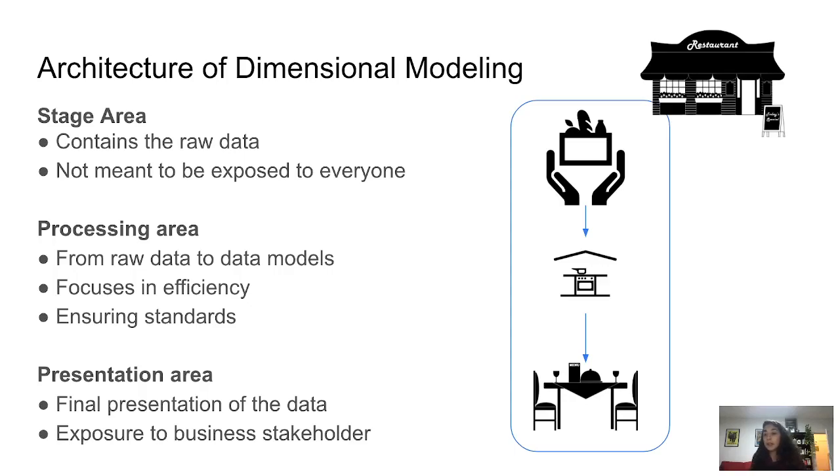This would be the kitchen in a restaurant. Here, we're going to take that raw data and we're going to make data models out of it. This is limited, again, to only people that know how to do that, the cooks. And here they'll be focusing on efficiency and making sure that there are standards being followed. And lastly, we have the presentation area, which is the dining hall. And it's the final presentation of that data. This is where we have the exposure to the business stakeholders. We're going to see how in our project, we're going to be doing these exact steps as well with our data transformation.